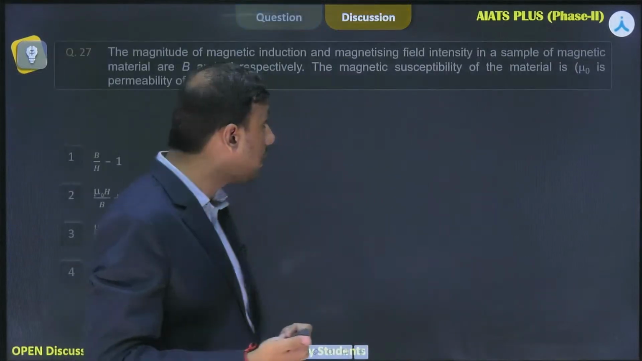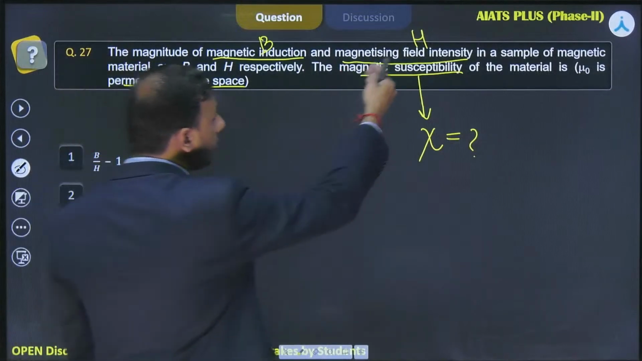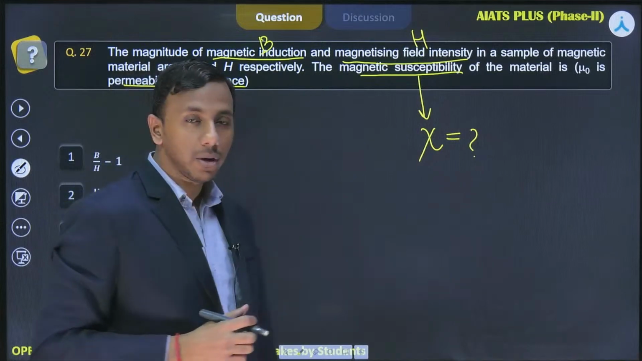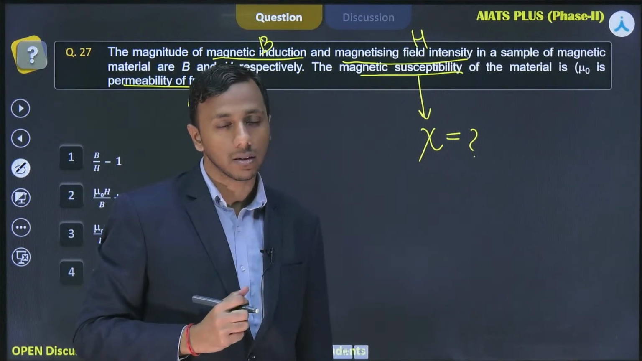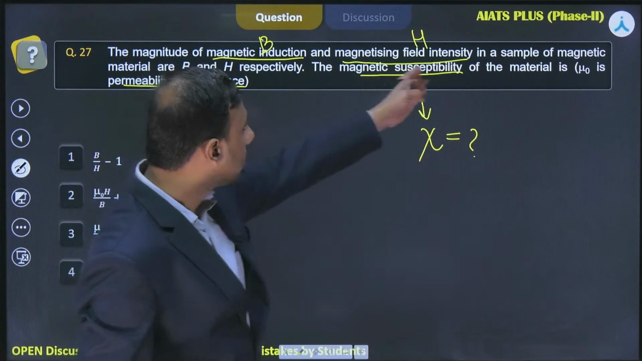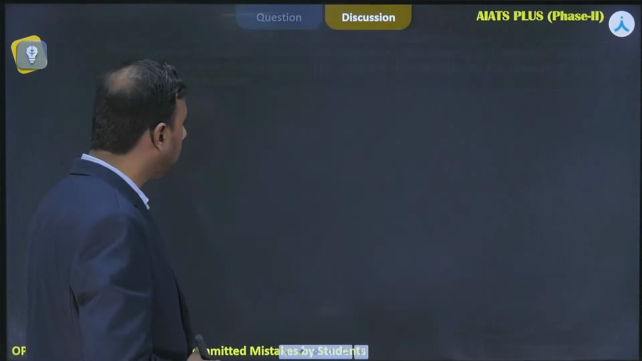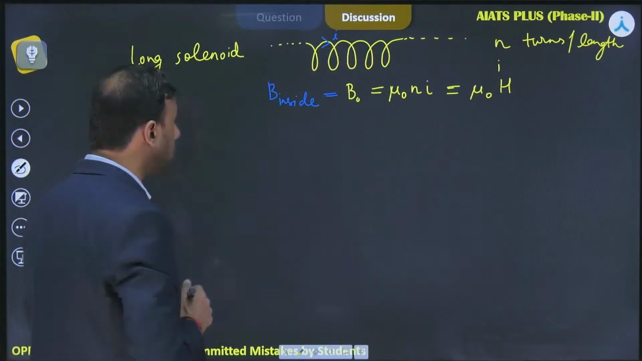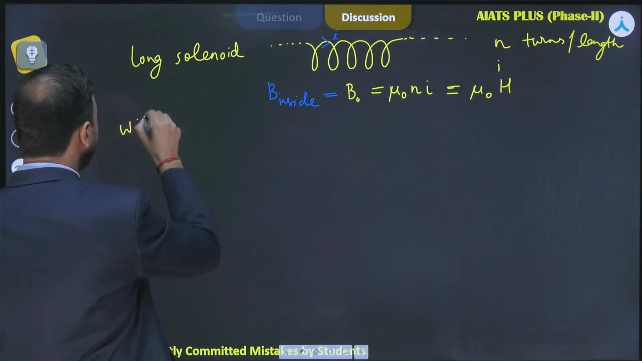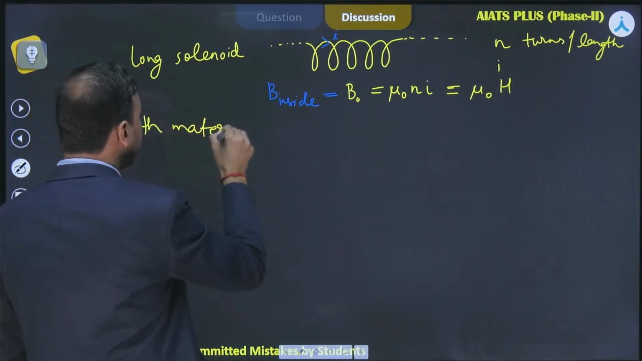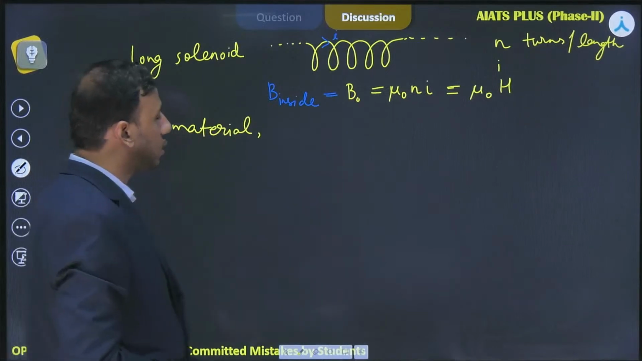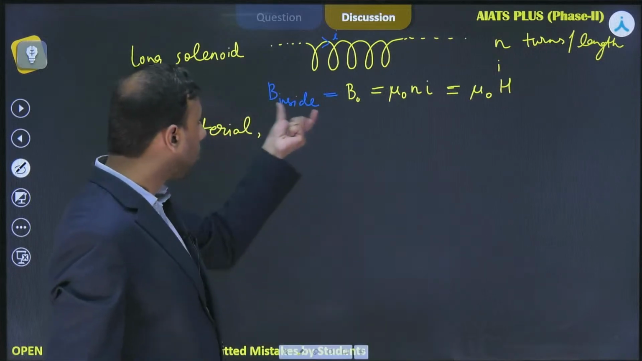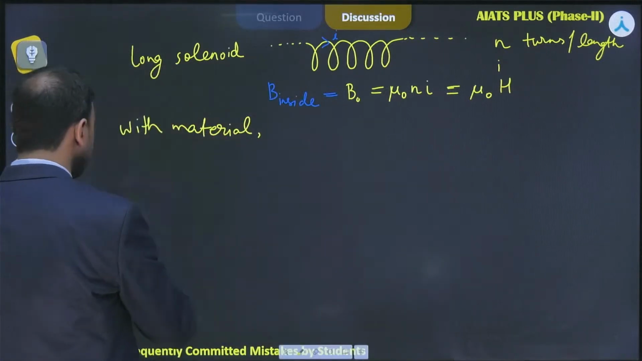And what was H exactly? See the question again. H is your magnetizing field intensity, okay. And this is the intensity which you have before this material is inserted, right. Now I am inserting a material in the solenoid, okay. So let me write like this. With material, what happens? This material will also contribute a magnetic field of its own. So now what will be the magnetic field inside the solenoid?